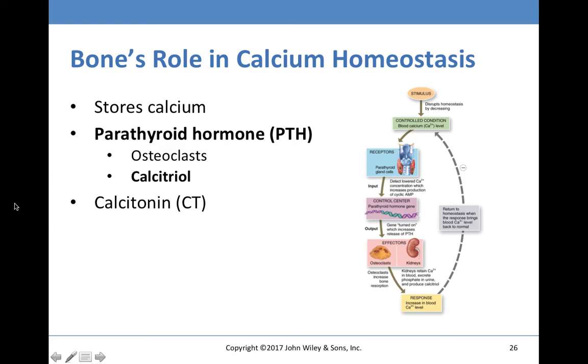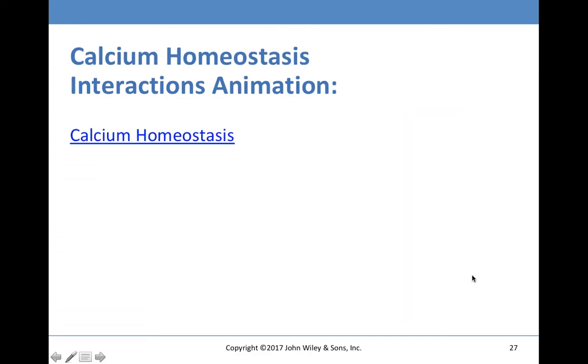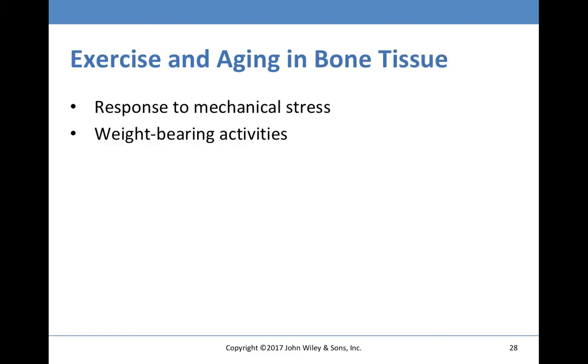So parathyroid hormone works to increase and calcitonin works to decrease. These are both going to be negative feedback systems. The mechanism is here. And you can also watch it as an animation here.